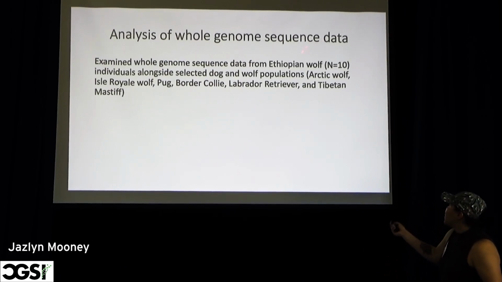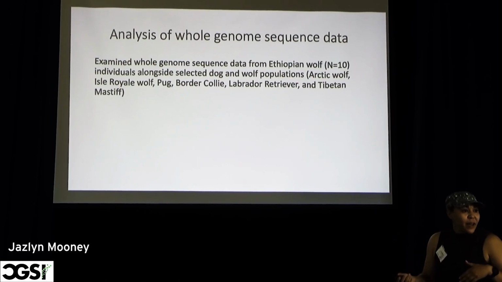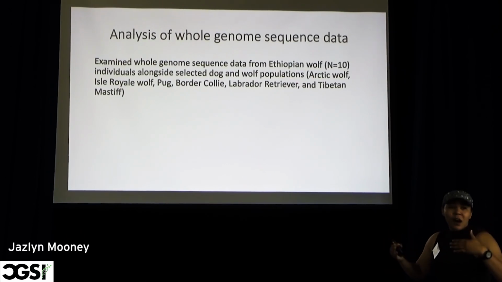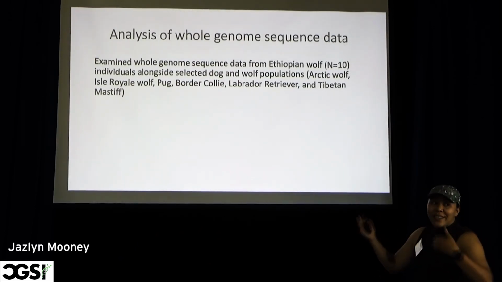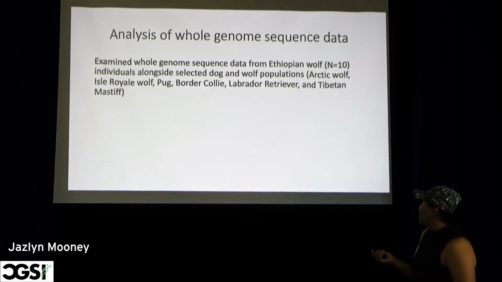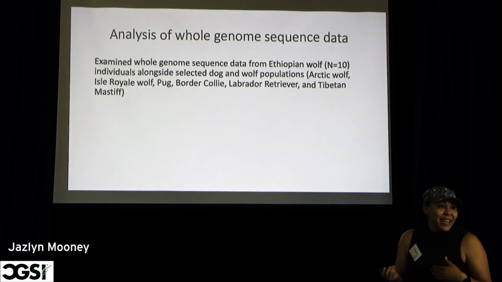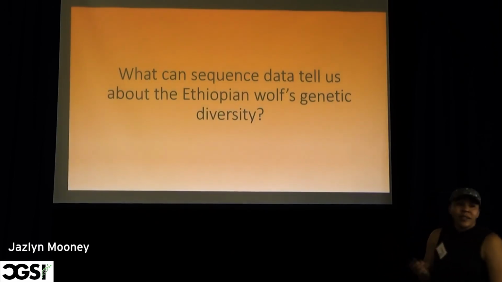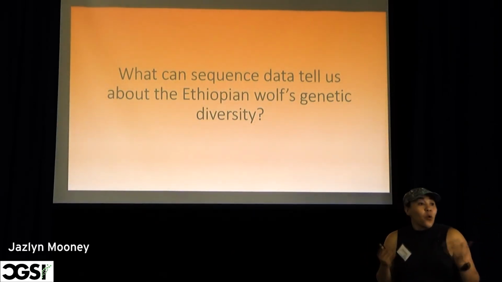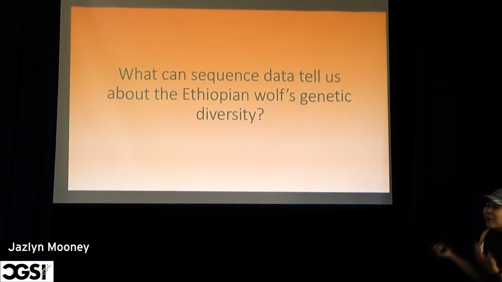So basically what we do is we take this Ethiopian wolf data, we align it with dog, and then we call variants against the dog genome. So they're quite distant from each other, but this is the best that we've got, and it's the only annotated canid genome that we had at the time. So then the question is, if we have all this data, what can we actually learn about these Ethiopian wolves?